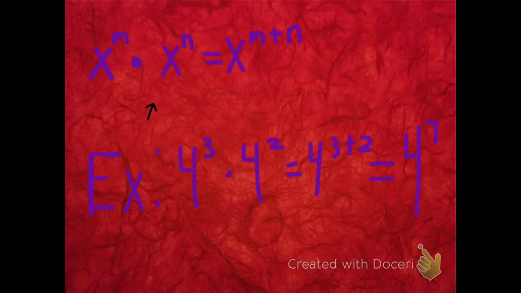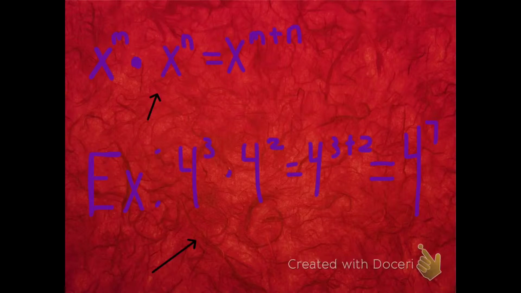So this right here is basically the formula. It's x^m times x^n equals x^(m+n). So the example is 4 cubed times 4 squared equals 4 to the power of 3 plus 2, and that's 4 to the 7th power. And when multiplying exponents, you're supposed to add each of these together. So then you get 7 right here.